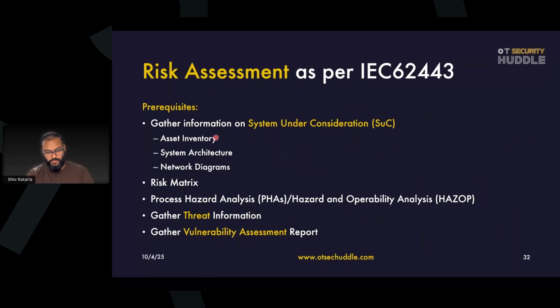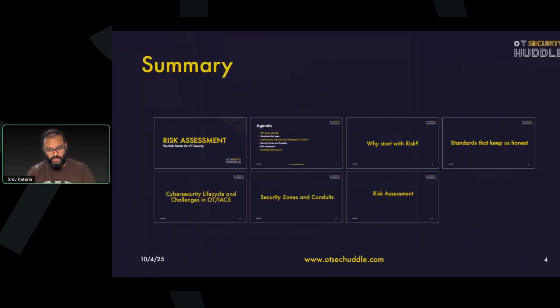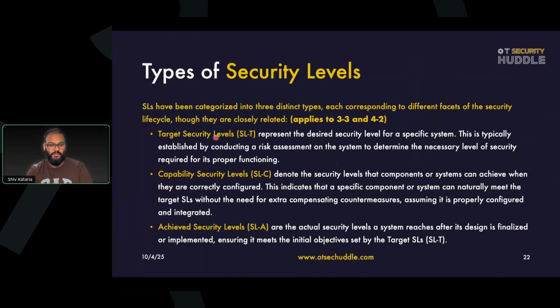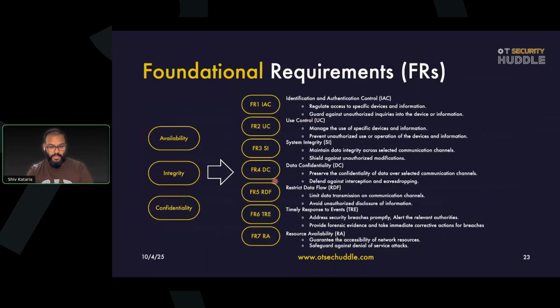Let me take you to this one slide. These are 7 foundational pillars in 62443. And these foundational pillars talk about different security levels possible under them, like in identification, authentication, control. What would suffice for security level 1? What would suffice for security level 2? So on and so forth. Different levels have different requirements.